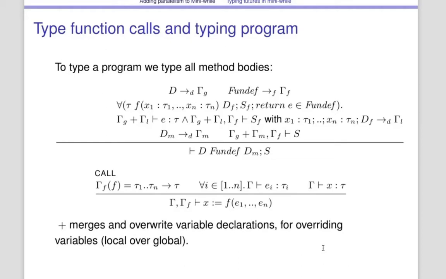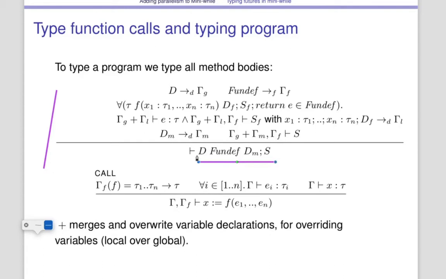Then when we switch to function and function calls and function declaration and whole program, the typing rules are a bit heavier. They are not much complicated, but they involve many more variables and things to be checked. So to type a program, we do this big inference rule. So it starts from a program. Remember, a program has this shape.